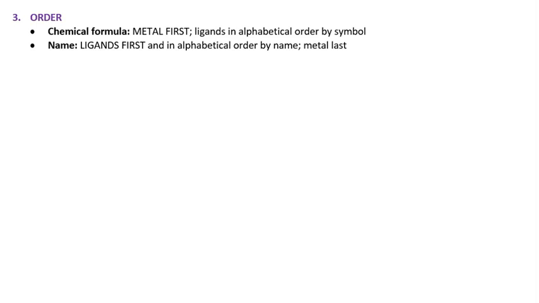And the last part of our rules for coordination complexes is how we put it all together. With the chemical formula, the metal goes first, and then the ligands go in alphabetical order by the letters in the symbols. So that is a little bit different than I think what seems intuitive. In the name, the ligands go first and in alphabetical order by the name, not including the prefixes. So in other words, if you have a diaqua, it goes in alphabetical order by the A in the aqua, not the D in the di. And then the metal goes last.